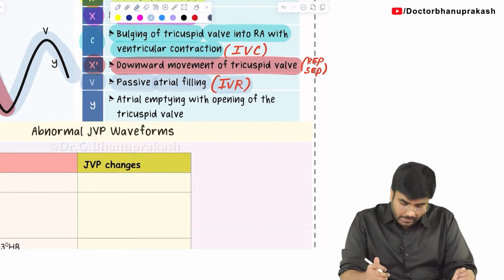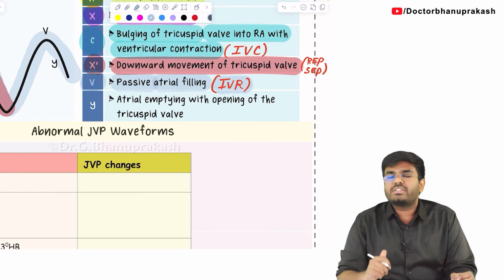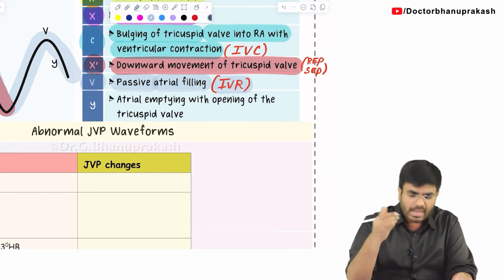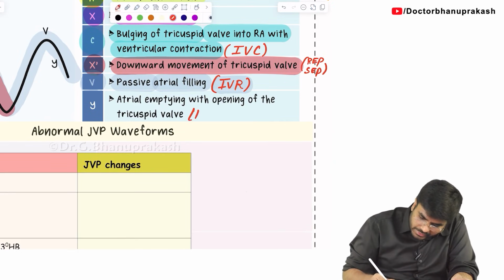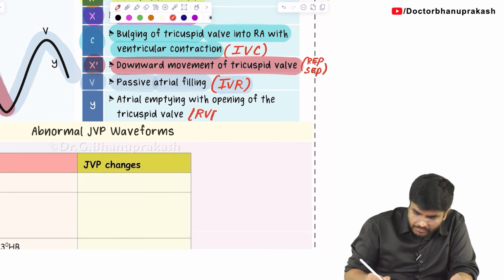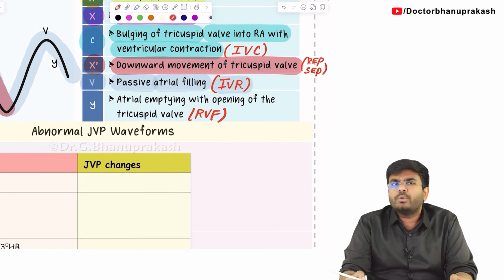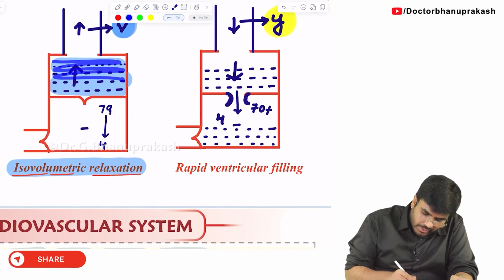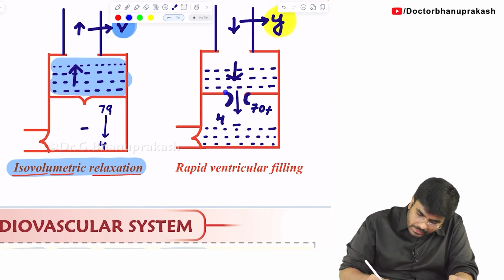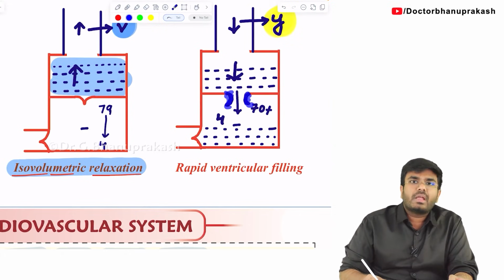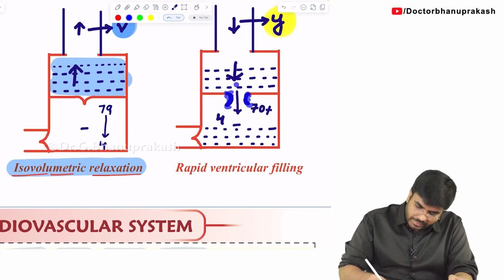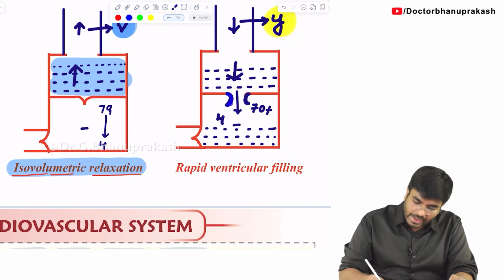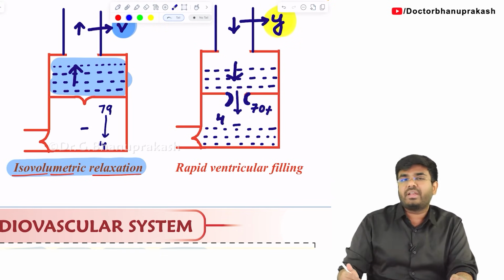After isovolumetric relaxation, what is the next phase? After protodiastole and isovolumetric relaxation, there is rapid ventricular filling. Let me write it here. During rapid ventricular filling, previously all the deoxygenated blood has accumulated here. Now the tricuspid valve will open, and 70% of the blood will come into the ventricles. So this phase is rapid ventricular filling.